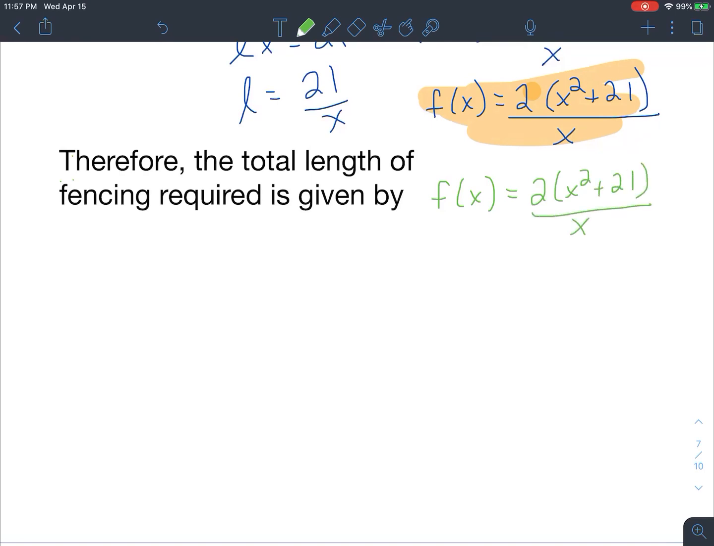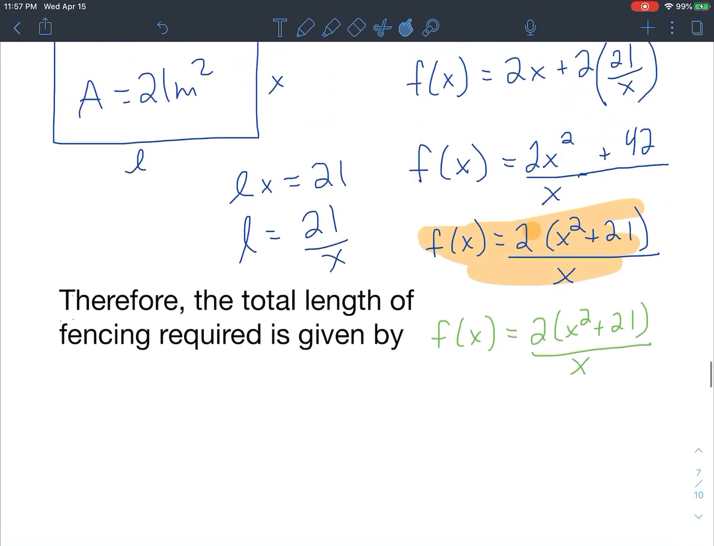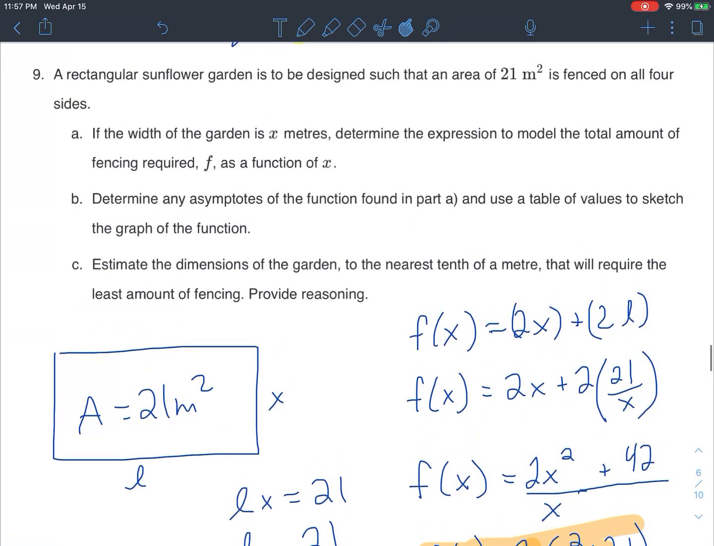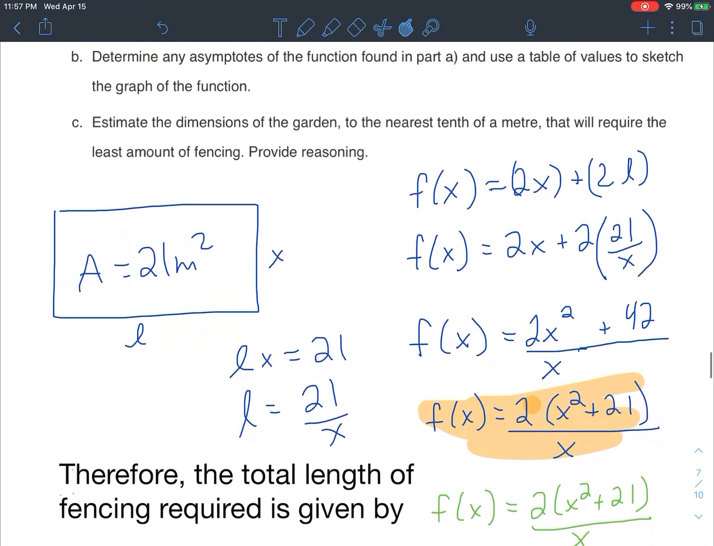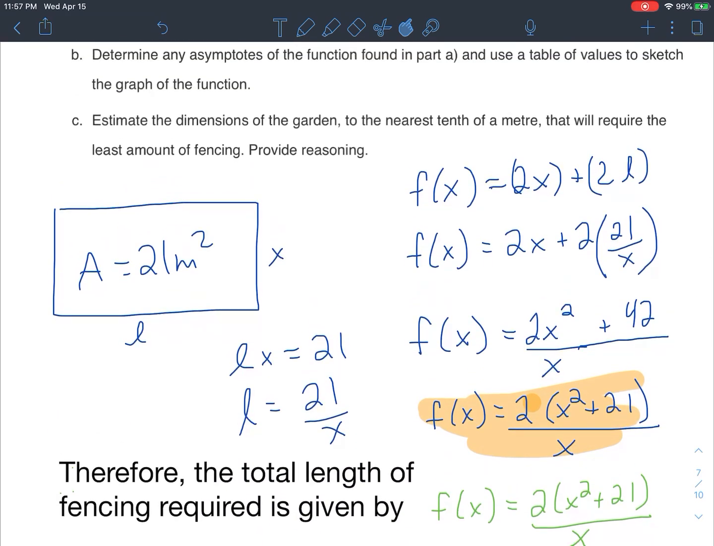I just want to make sure that they're not telling me to use a different variable. Let's see. Yep, no, f is a function of x. That's perfect. Determine any asymptotes of the function found in part A and use a table of values to sketch the graph of the function. I would have done that anyway. Estimate the dimensions of the garden to the nearest tenth of a meter that will require the least amount of fencing. Provide reasoning. I probably would have done that anyway.